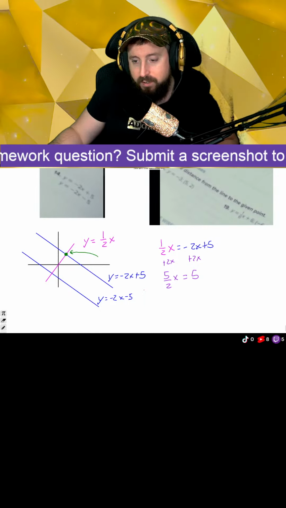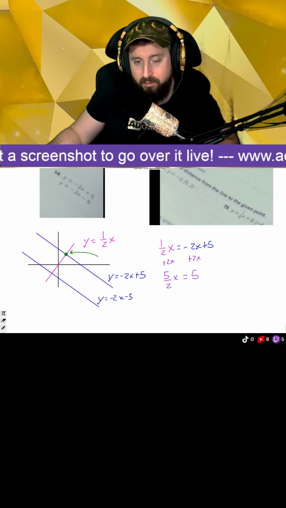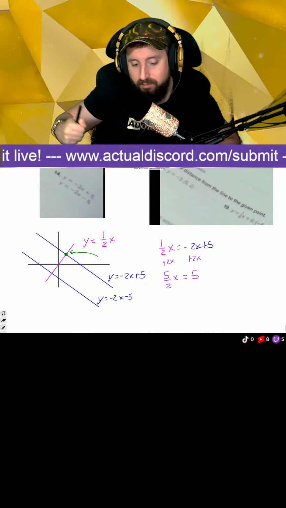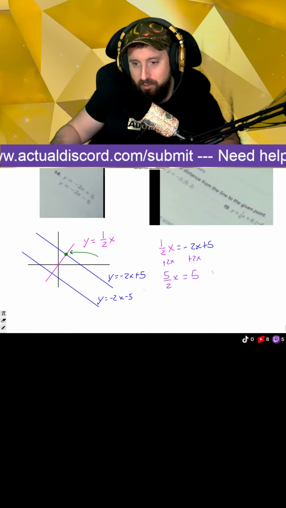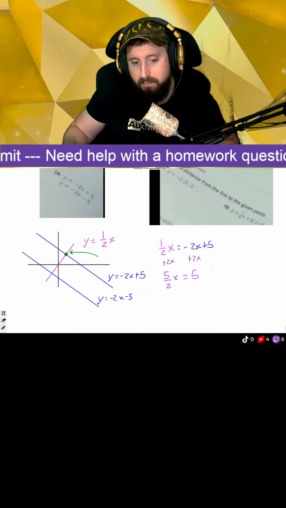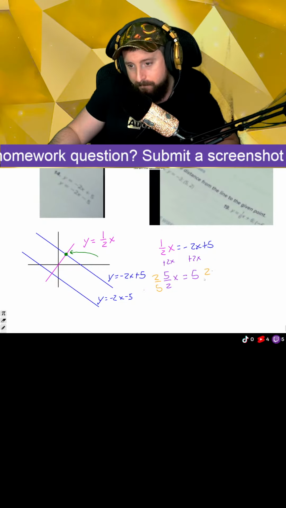Yeah. Okay. How do I strip that 5/2 off of the x? You gotta strip it off. Yeah, you can multiply by 2. You can also divide by 5/2, which is the same thing as multiplying by the reciprocal. So I can multiply by 2 over 5. No, you're good. You're good.